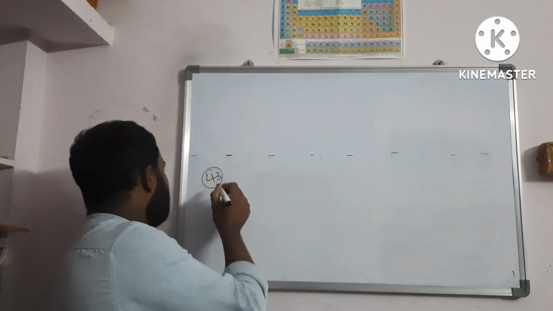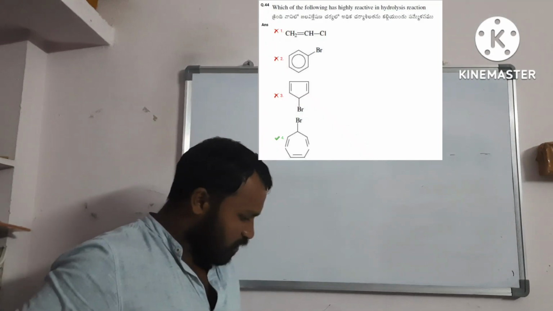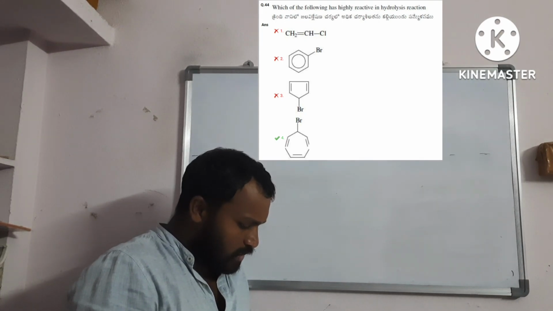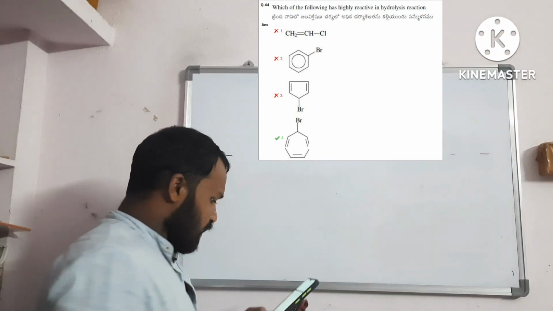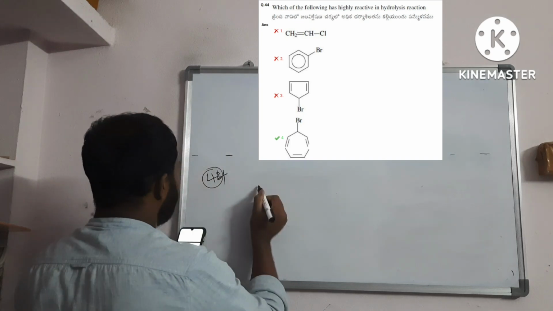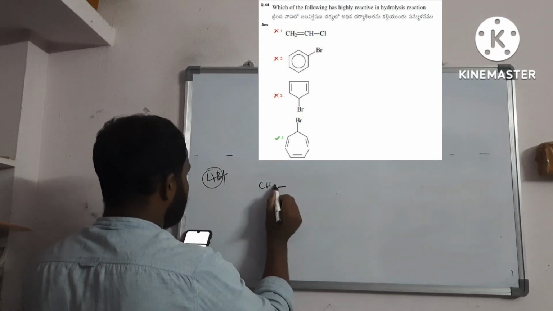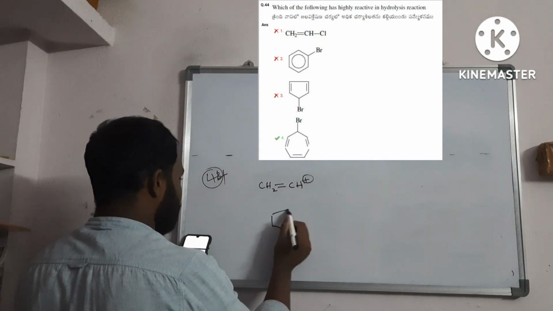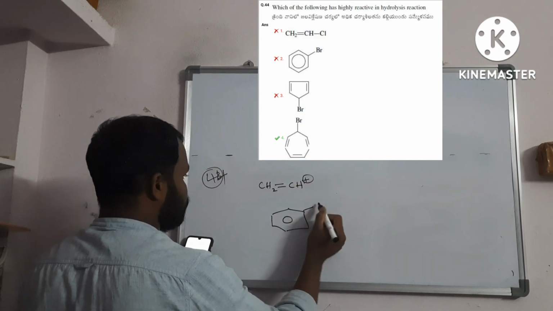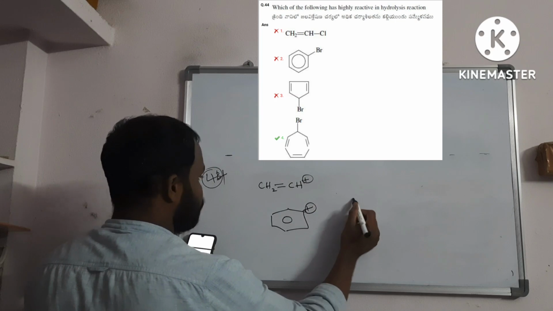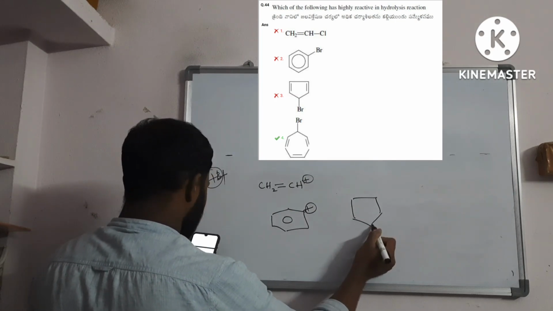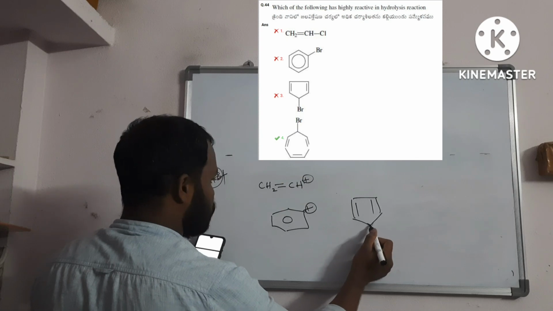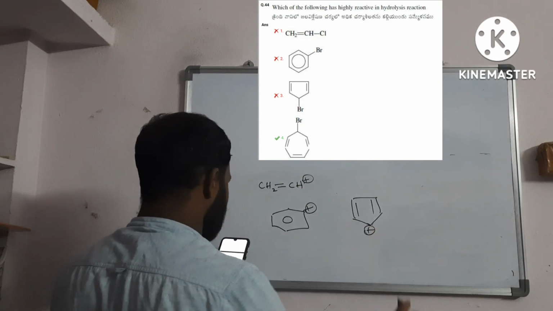Now question number 44. Which of the following is highly reactive in a hydrolysis reaction? Hydrolysis reaction means, if you observe option 1 and remove the chloride, you will get a plus here. In the second option, removing the bromine, you will get the plus here. In the cyclopentadienyl bromide, if you remove the bromine, you will get the plus here.